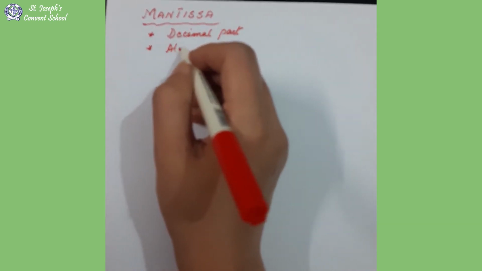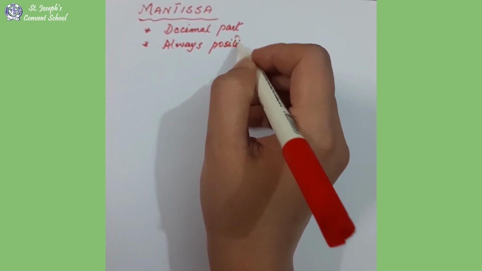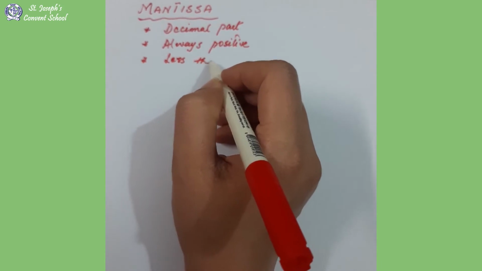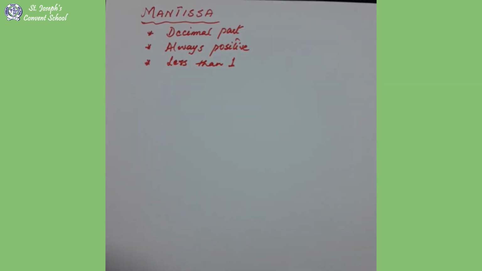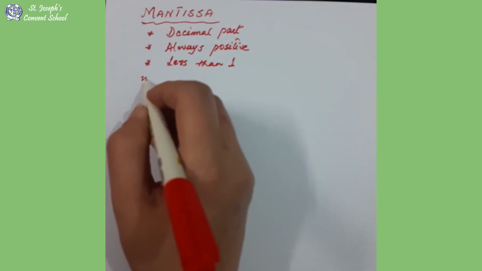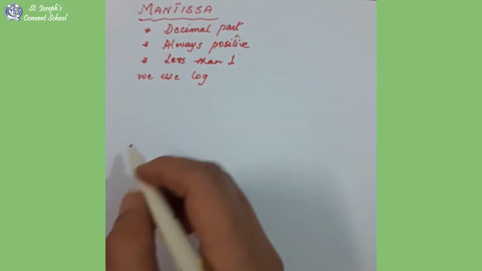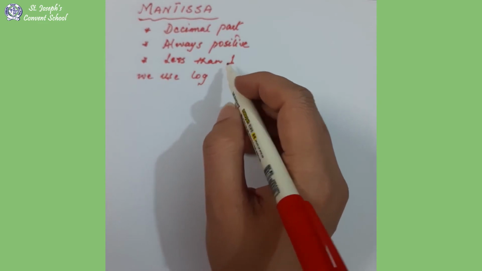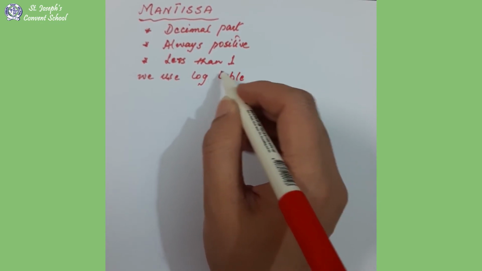Okay, it is always positive, and it is less than 1. Number is always less than 1, it means you will write it in decimals. So the answer after finding from the table, you will get number less than 1. It means it is always in decimals. Okay, and we use log table. Log or anti-log. If you're finding logarithm, you will use log table. You're finding anti-logarithm, you will choose anti-log table. Okay, so we use log table to find mantissa.